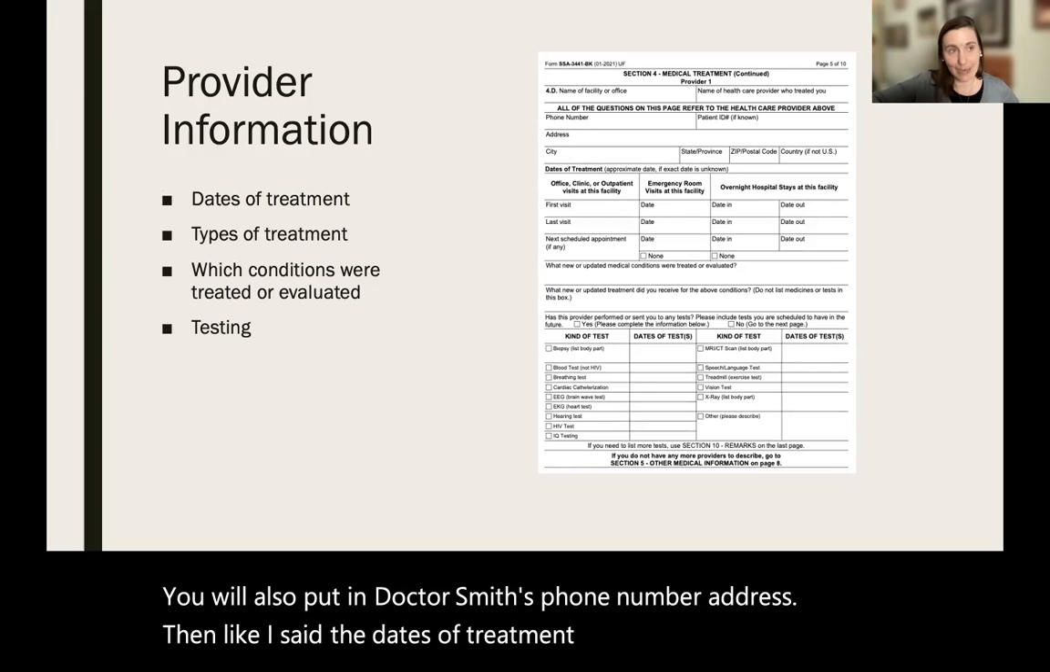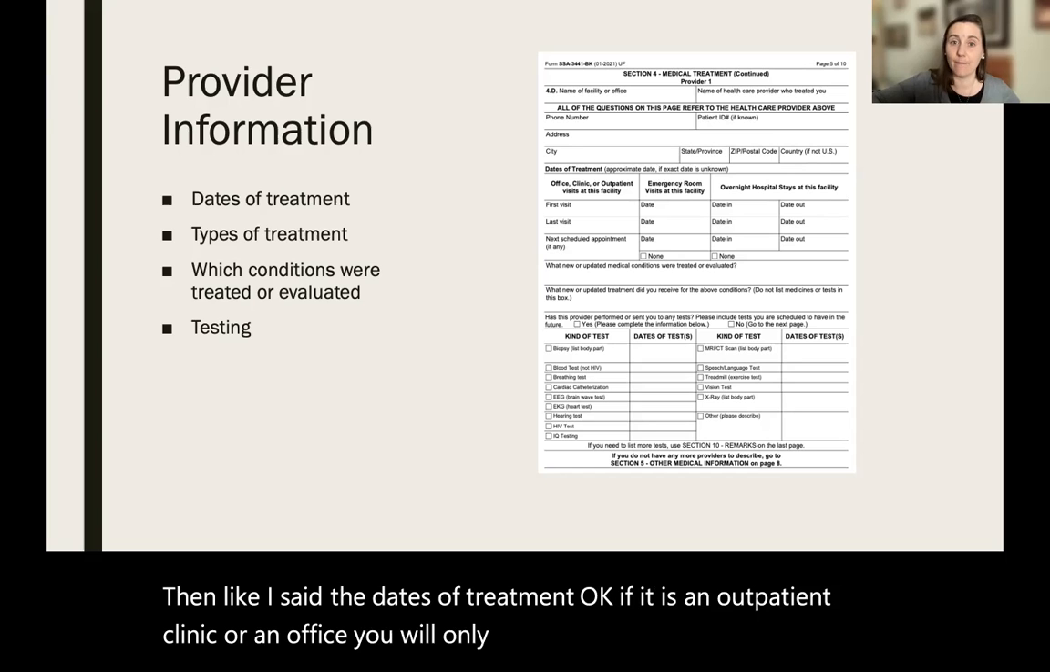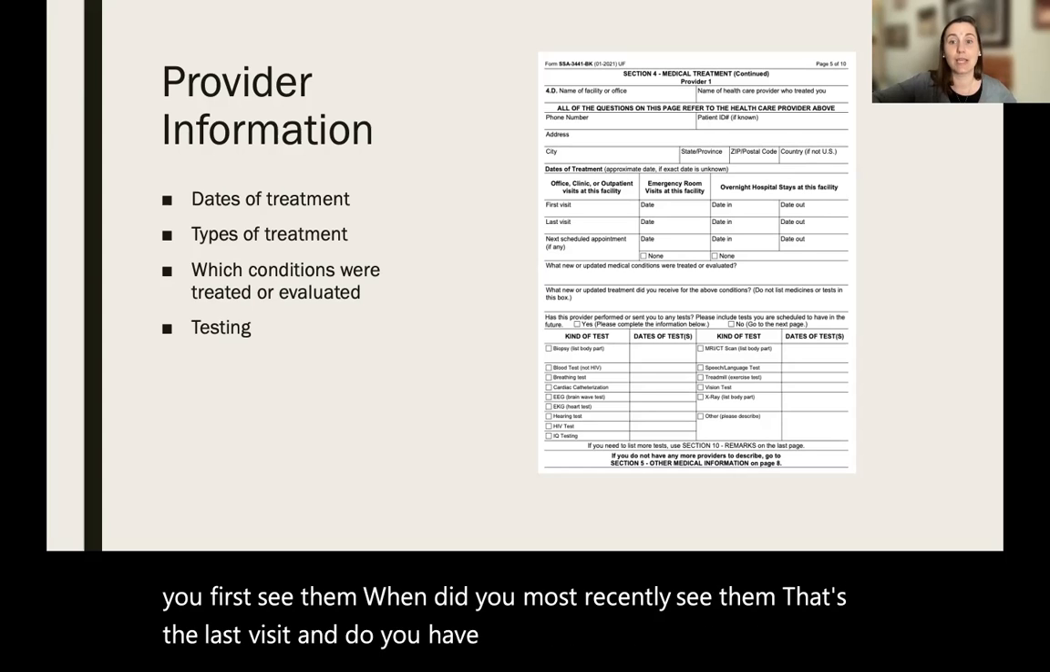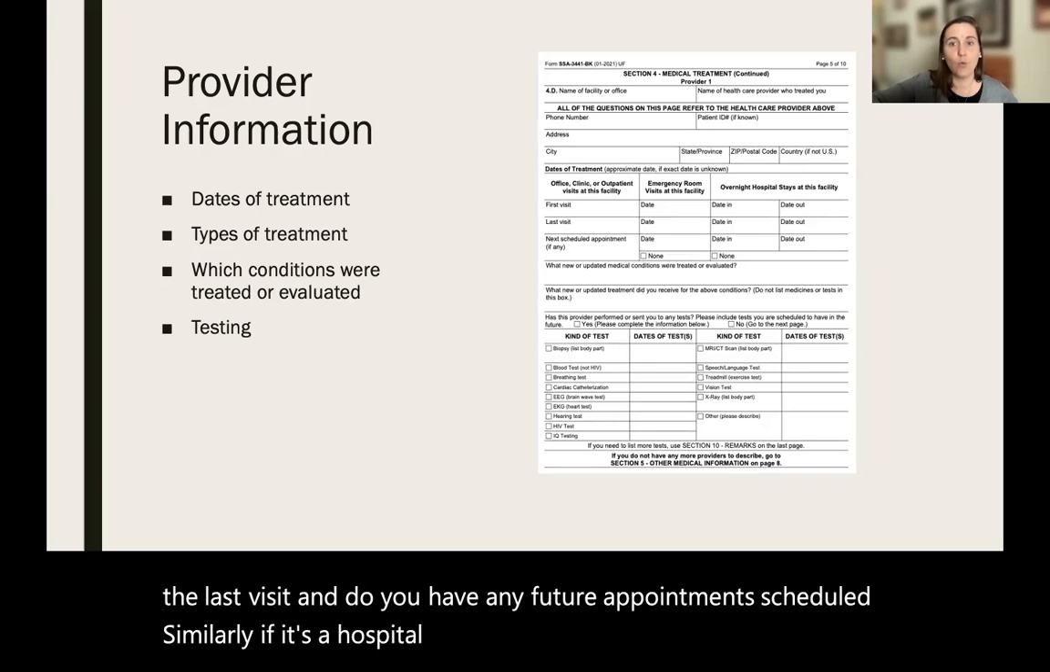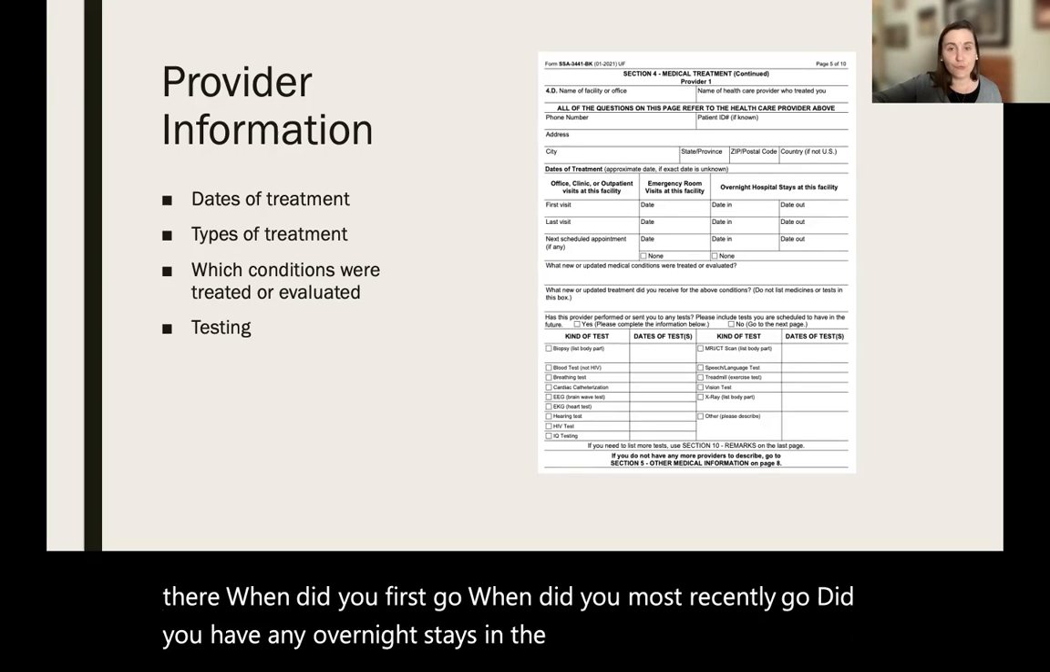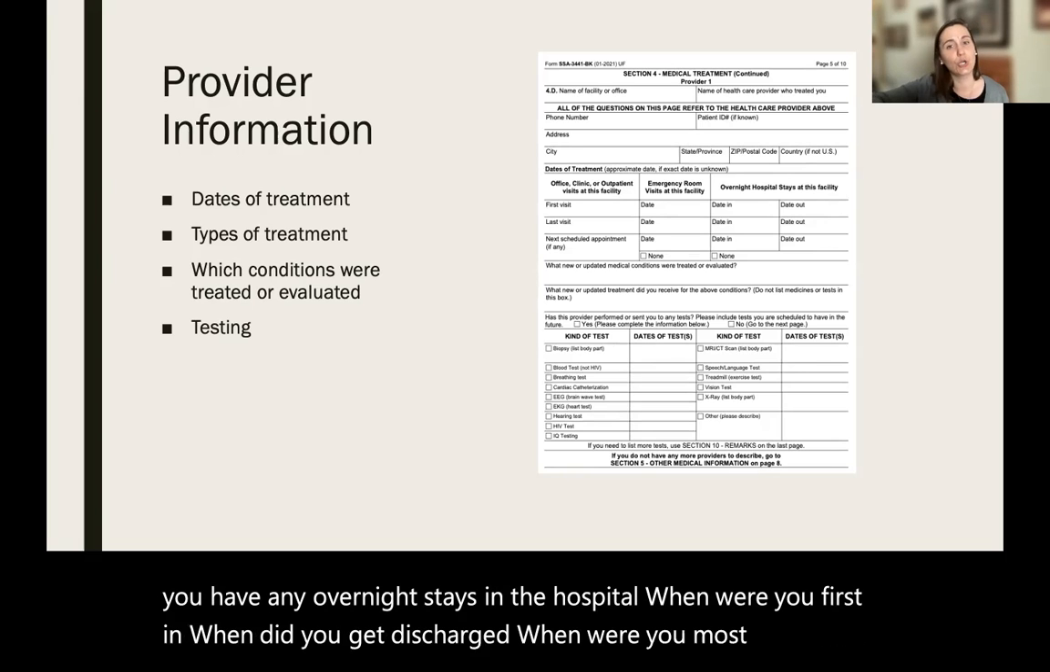Okay. If it is an outpatient clinic or an office, you will only need to put visits there. When did you first see them? When did you most recently see them? That's the last visit. And do you have any future appointments scheduled? Similarly, if it's a hospital, did you go to the emergency room there? When did you first go? When did you most recently go? Did you have any overnight stays in the hospital? When were you first in? When did you get discharged? When were you most recently in? When did you get discharged?